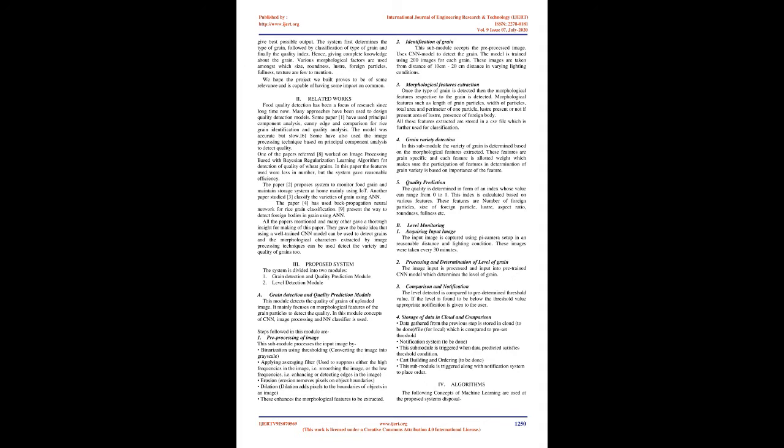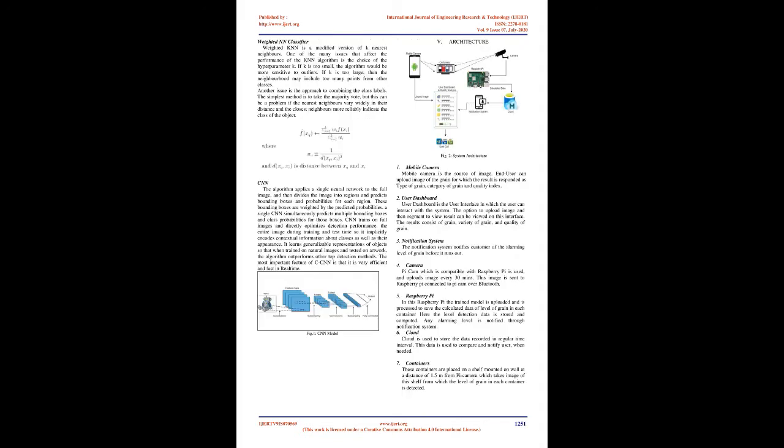One of the papers referred [8] worked on image processing with a Bayesian regularization learning algorithm for detection of quality of wheat grains. In this paper the features used were less in number, but the system gave reasonable efficiency. The paper [2] proposes a system to monitor food grain and maintain a storage system at home mainly using IoT. Another paper studied [3] classifies the varieties of grain using NN. The paper [4] has used a backpropagation neural network for rice grain classification. [9] presents the way to detect foreign bodies in grain using NN.